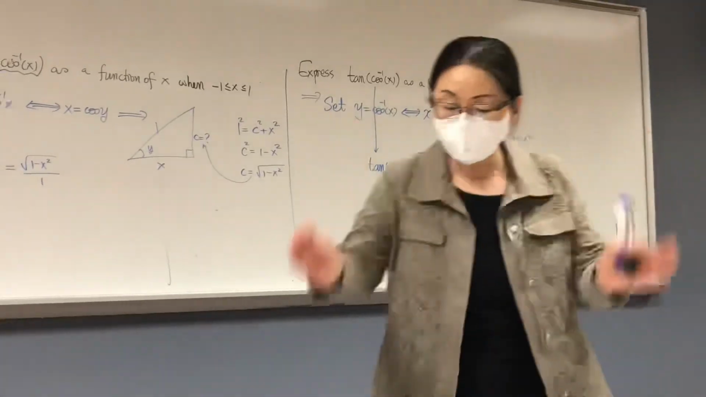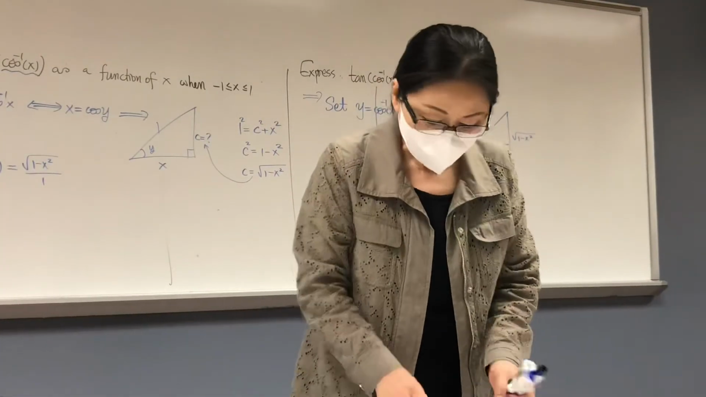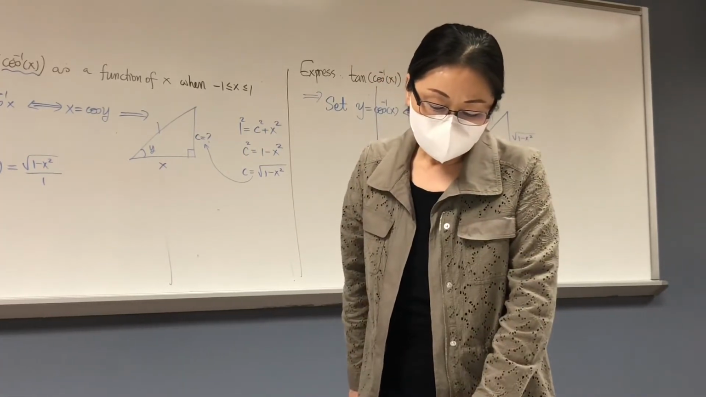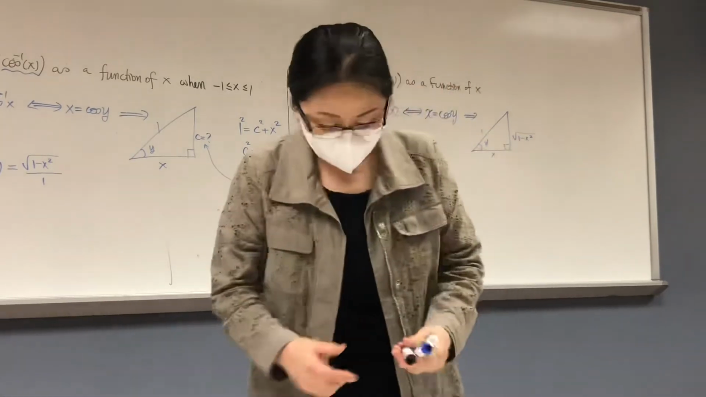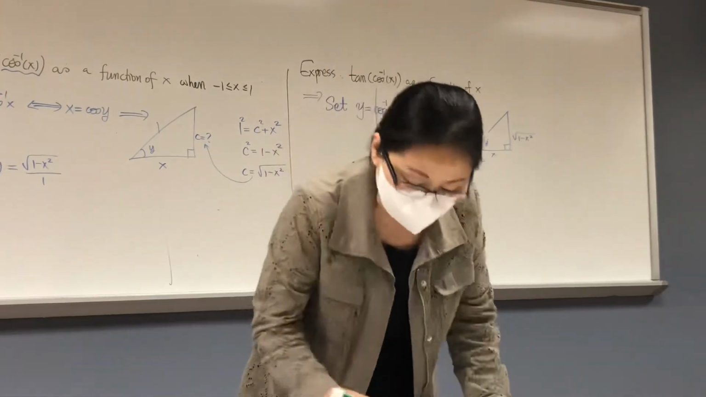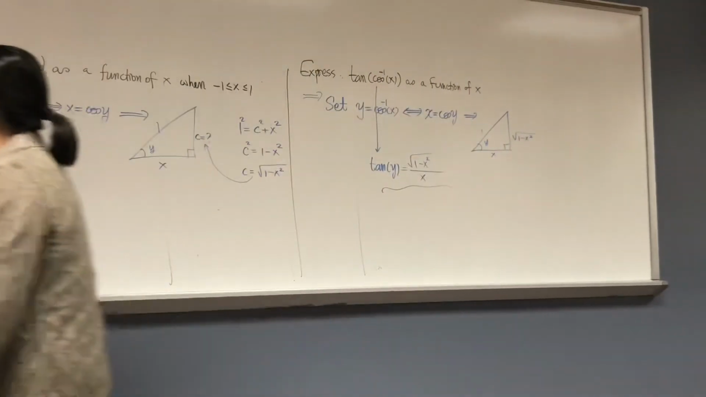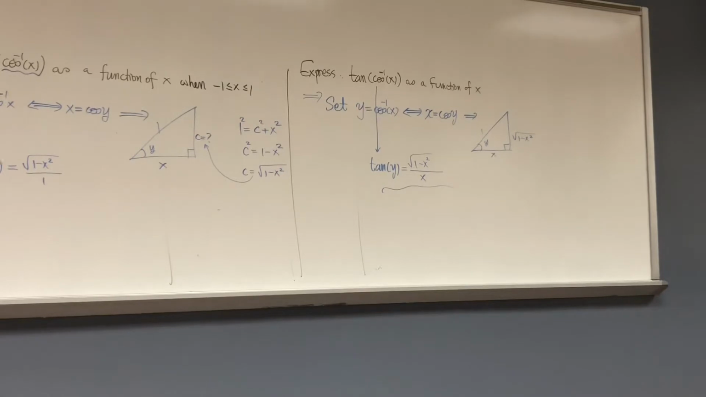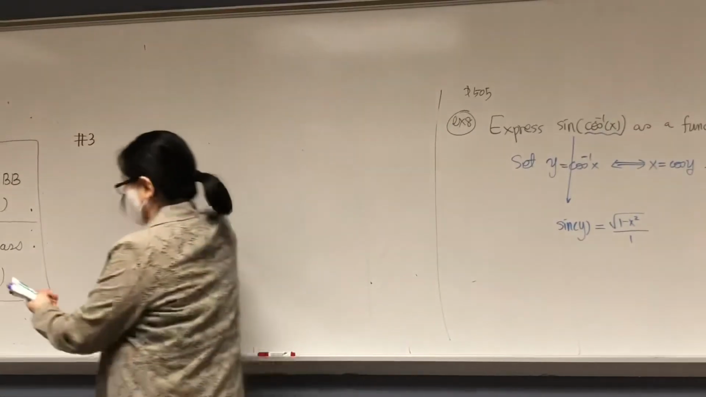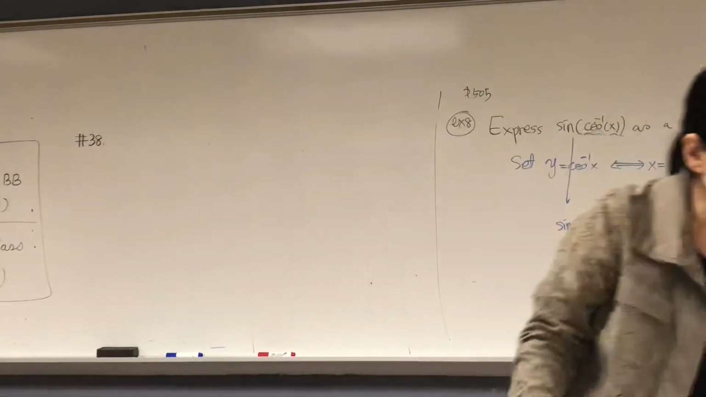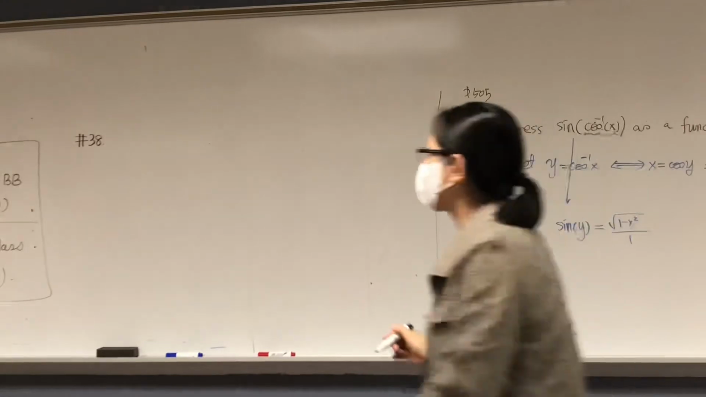Okay, so I'm done with Section 4. How about 38? I need one volunteer. On page 507? Number 38: cosine of tangent inverse.